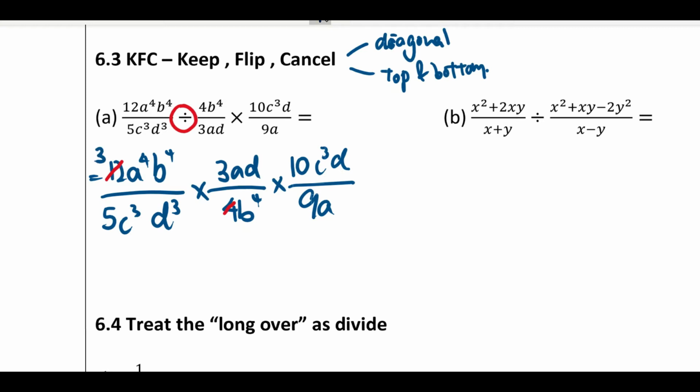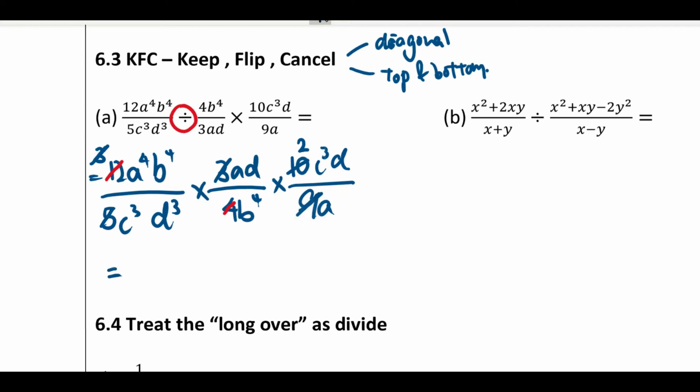Okay, top and bottom, let me see if there's any example of top and bottom that can cancel. There's no example of top and bottom that can cancel. Maybe later. Okay, so next, you have to be sharp. 3 times 3 is 9, and this one can cancel. Then next, 10, we can cancel with 5, there's a 2 here.